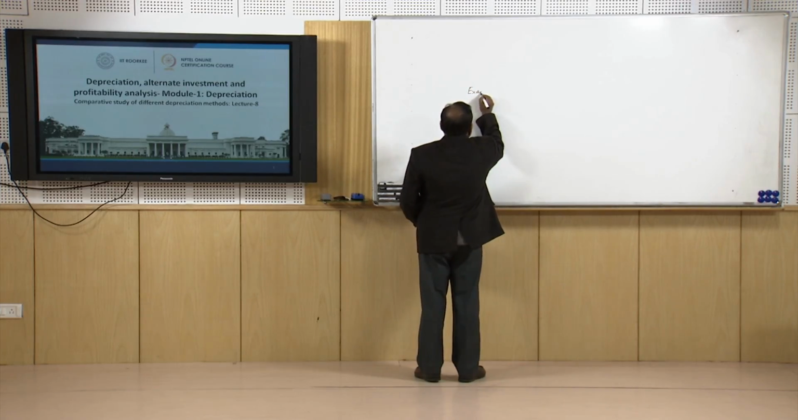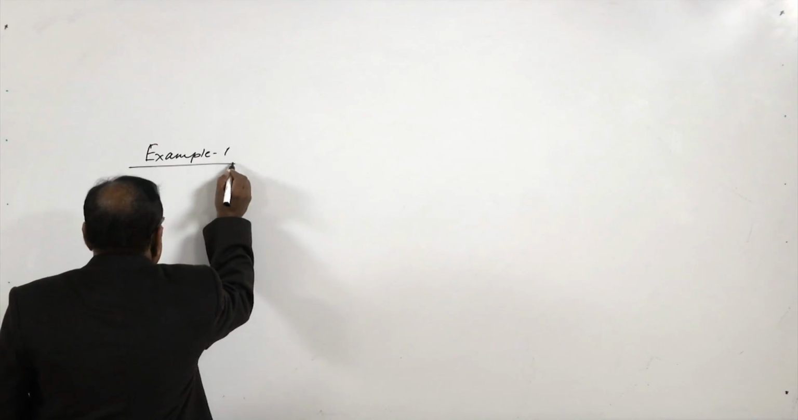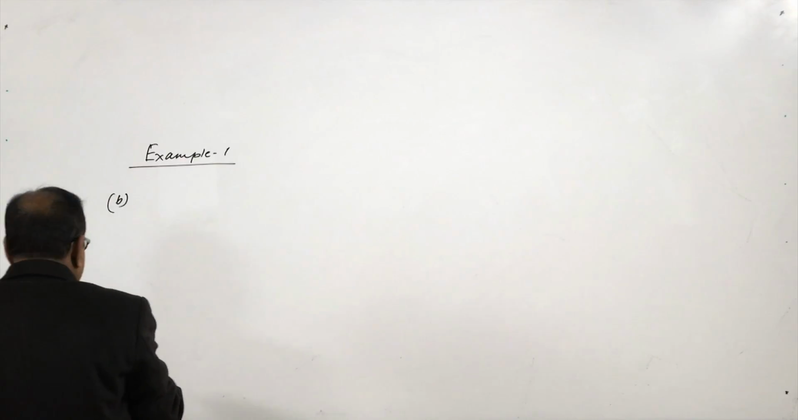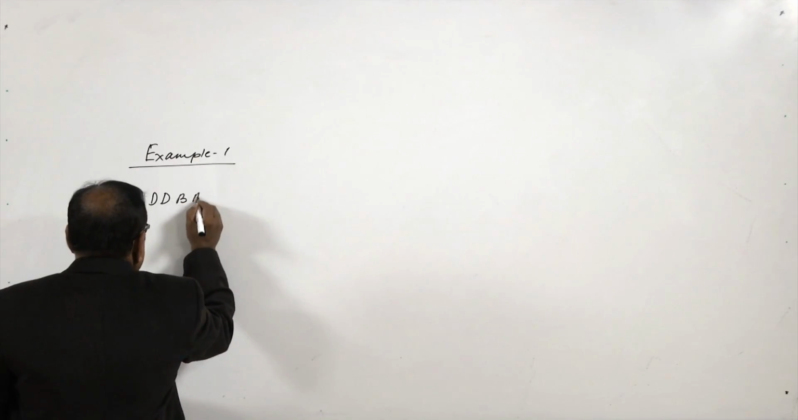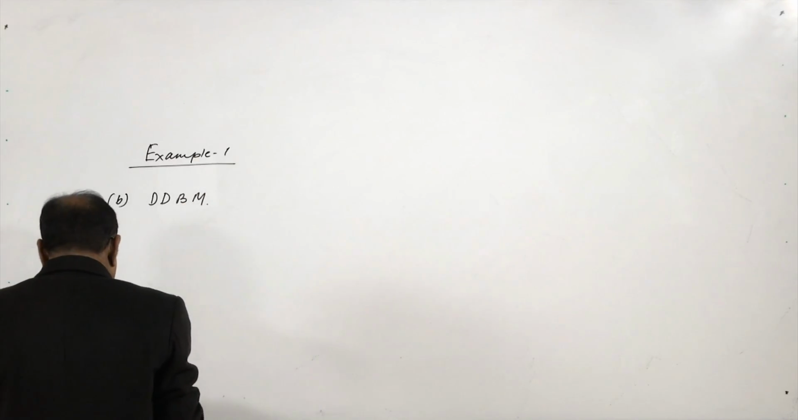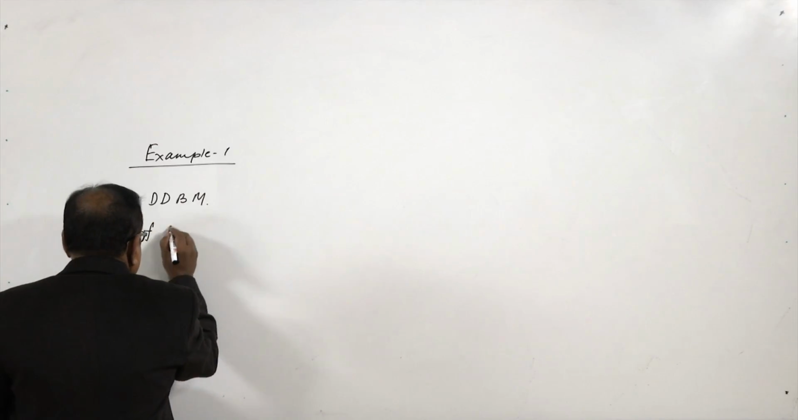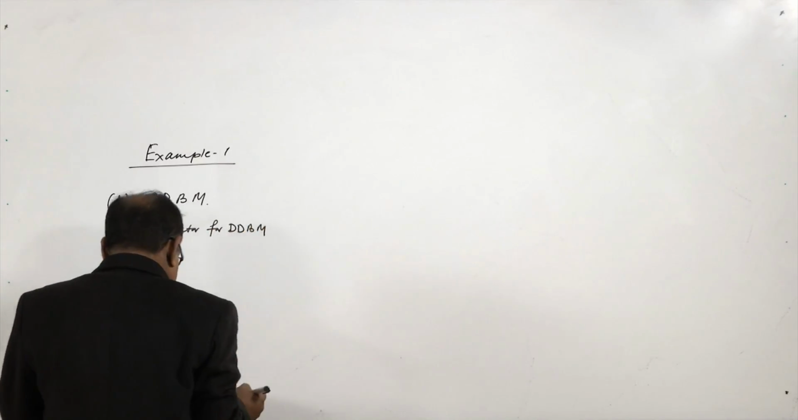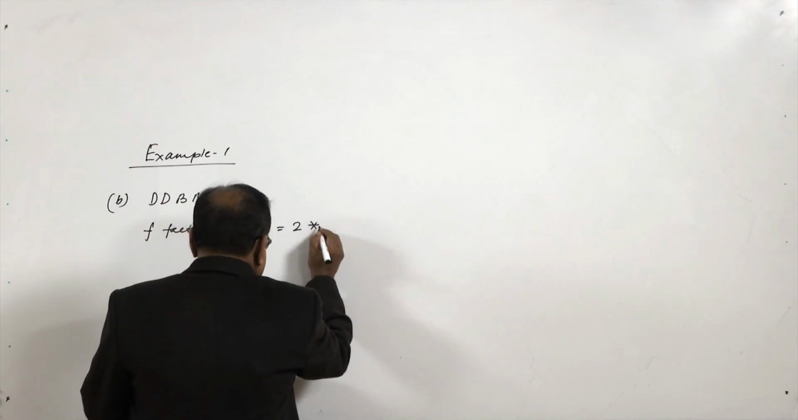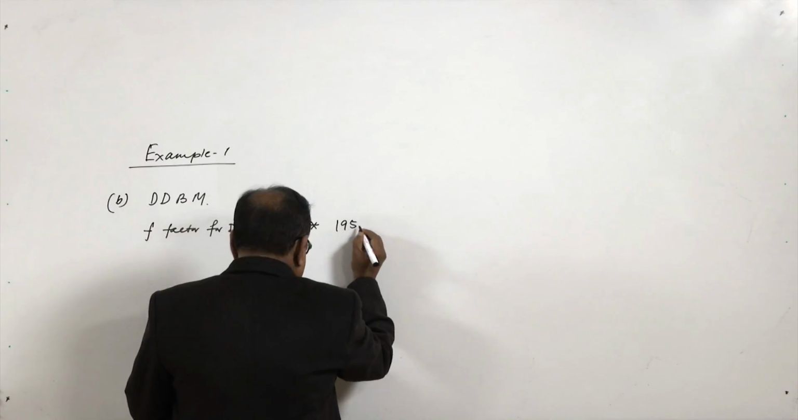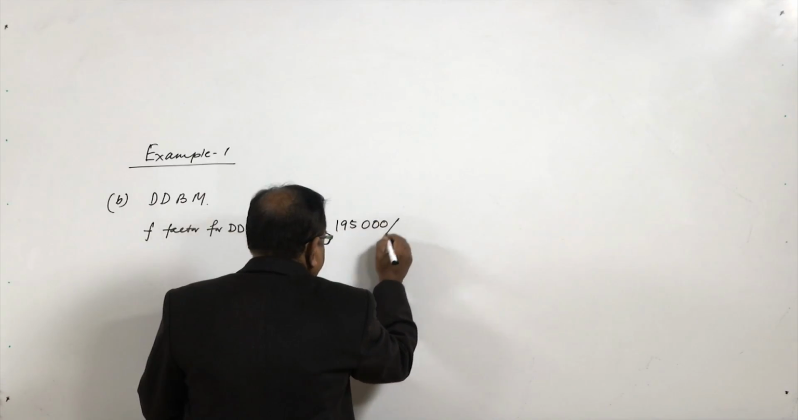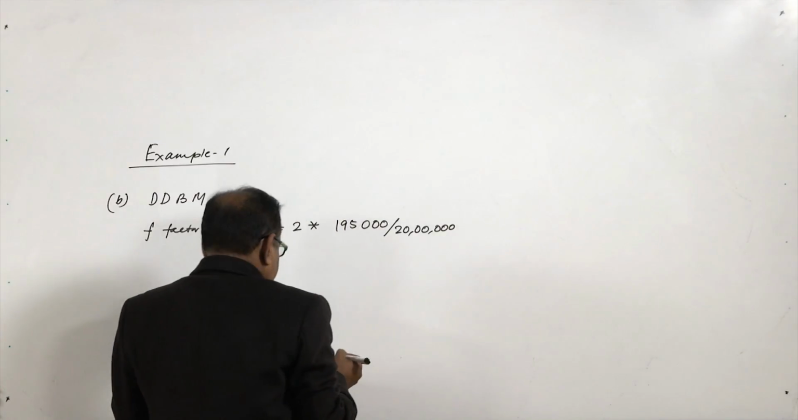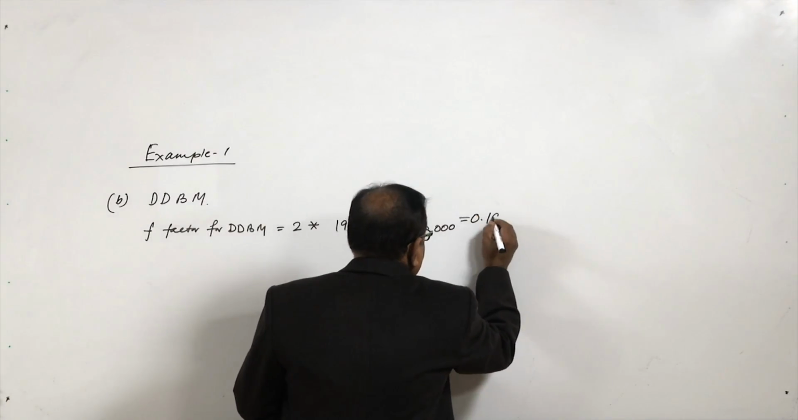Example 1. Now B part. This is DDBM. The F factor for DDBM is equal to 2 into 195,000 divided by 20 lakh. That comes out to be 0.195.